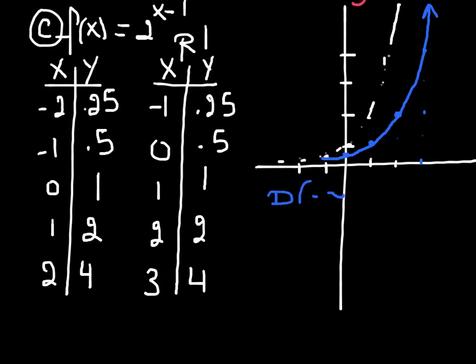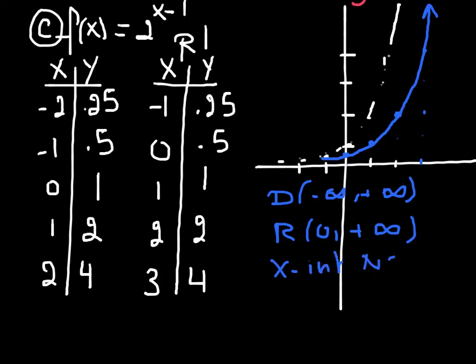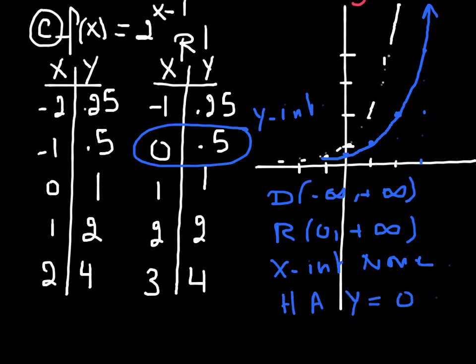The domain is negative infinity to positive infinity. The range is going to be 0 to infinity. The x-intercept is impossible. This does not cross the x-axis. The y-intercept is right here, already have it. And the horizontal asymptote stayed at 0, y equal to 0.